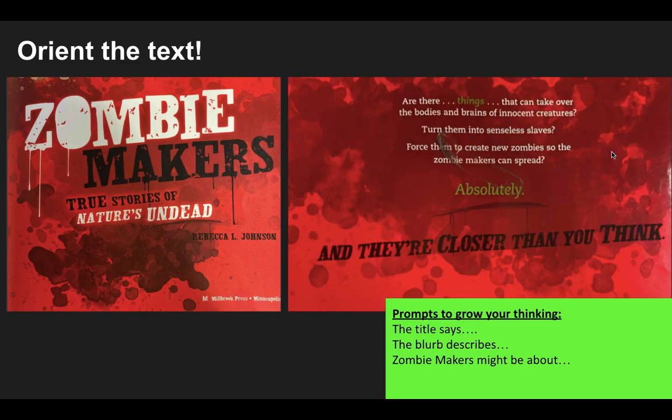All right, so we're going to orient to the text, do a preview of the text. We already had a chance to take a look at the cover, but let's take a look at the back side of this book. It says, are there things that can take over the bodies and brains of innocent creatures, turn them into senseless slaves, force them to create new zombies so the zombie makers can spread? Absolutely. And they're closer than you think.